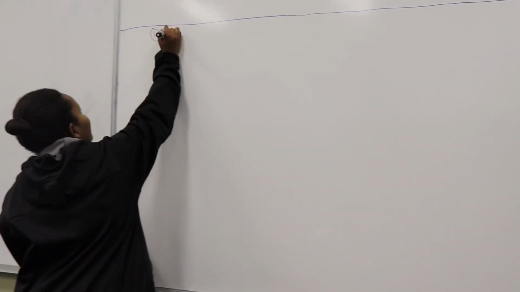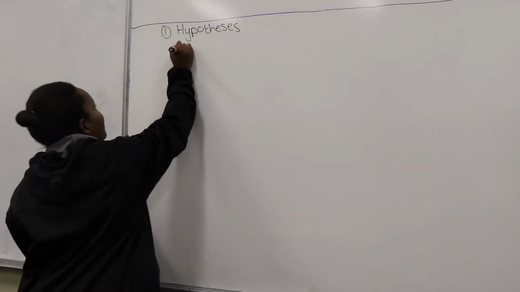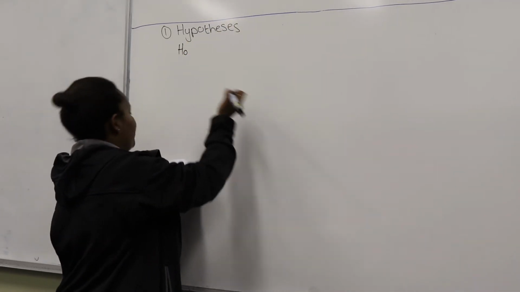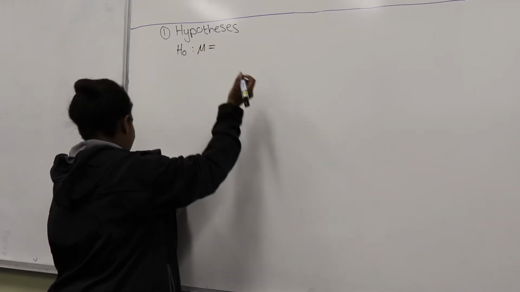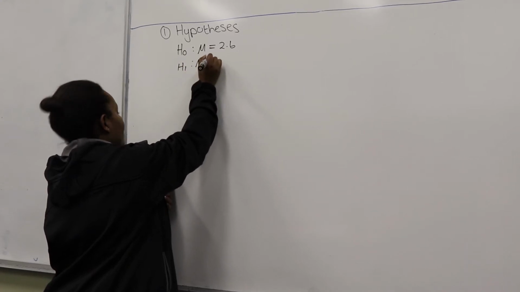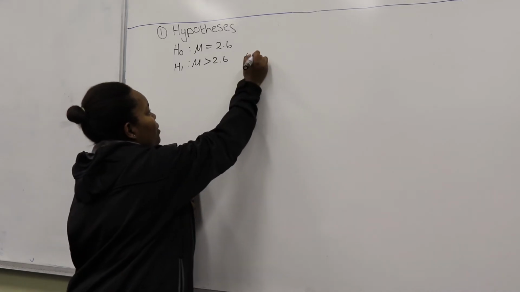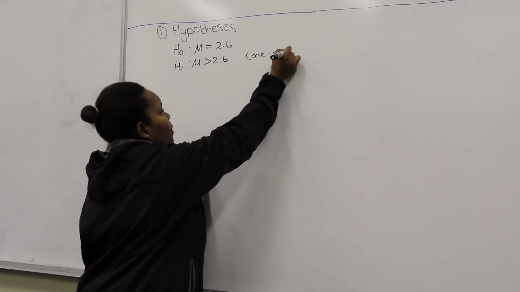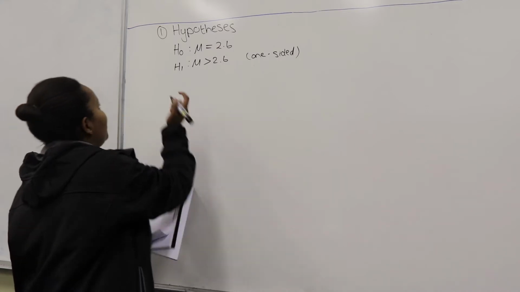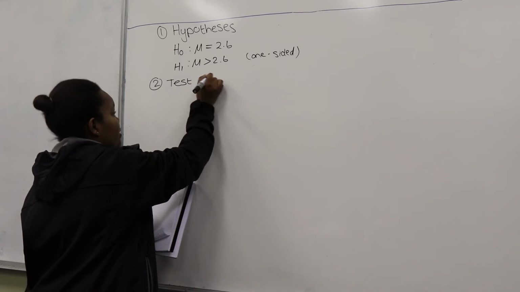Okay. So basically, we will start with our first step, which is the hypotheses. And here they were very nice. They actually gave it to us, which they never do in the exam, but okay. Because they said it's greater than 2.6, we then know it's one-sided. Then our second step will be our test statistics.